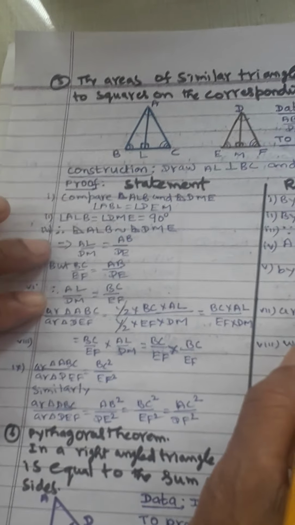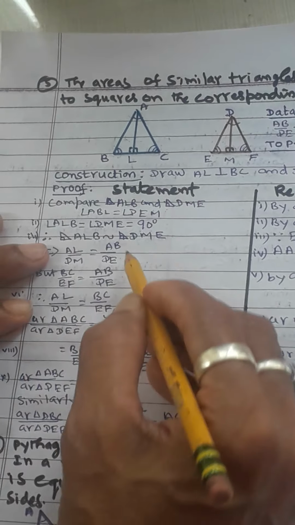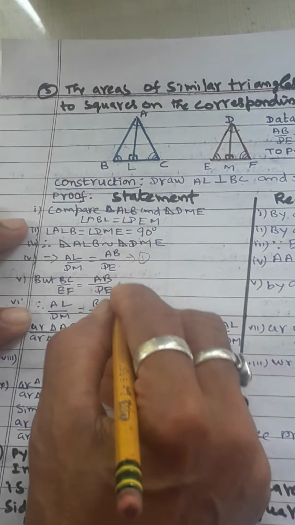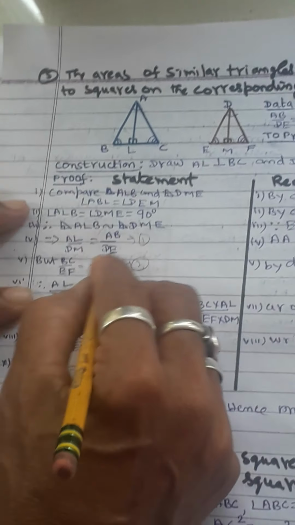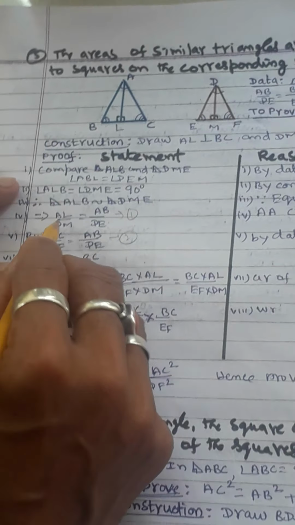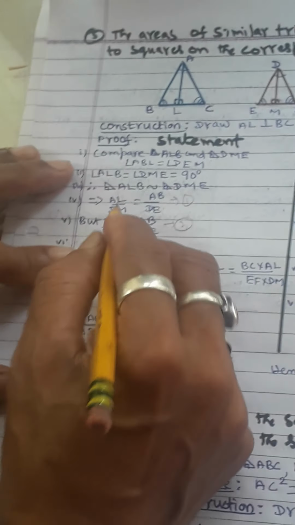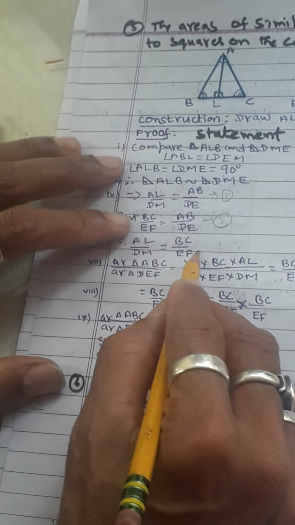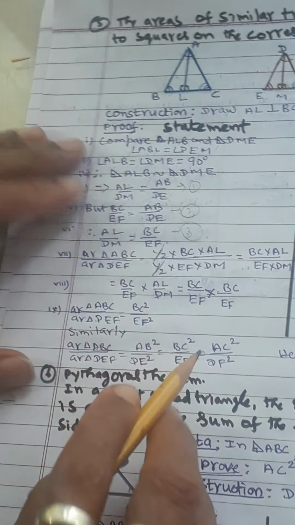So by data, once these are equal, we can write AL divided by DM, because here AB by DE is there, and here also AB divided by DE. So you consider this as 1 and this as 2. AB by DE is there here, and here also AB by DE is there. So this and this will be equal, isn't it? So what is written is AL divided by DM is equal to BC divided by EF. You can consider this as equation number 3.